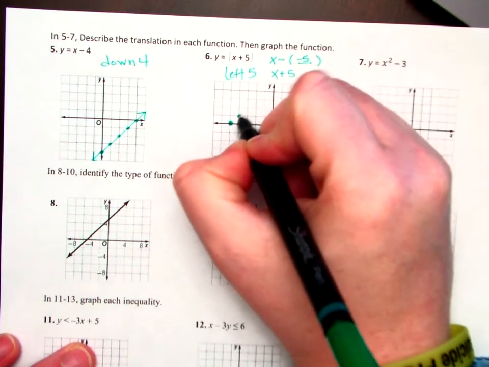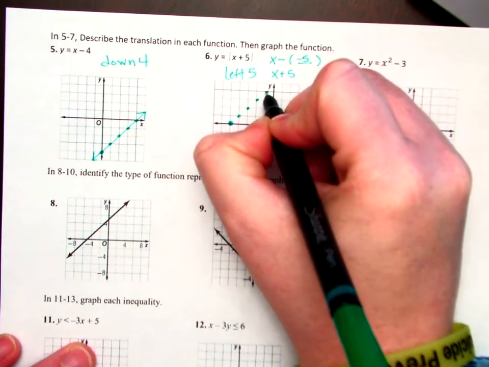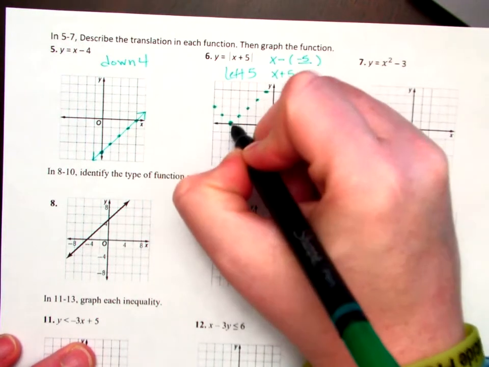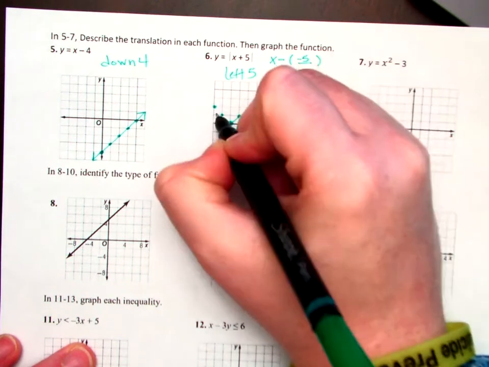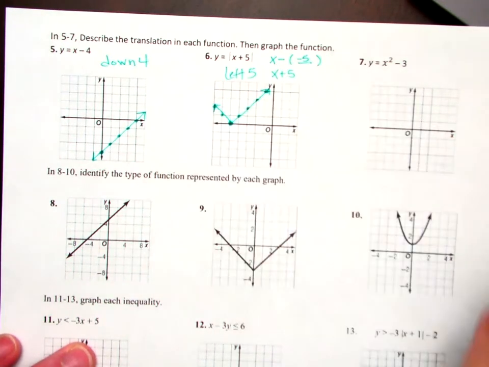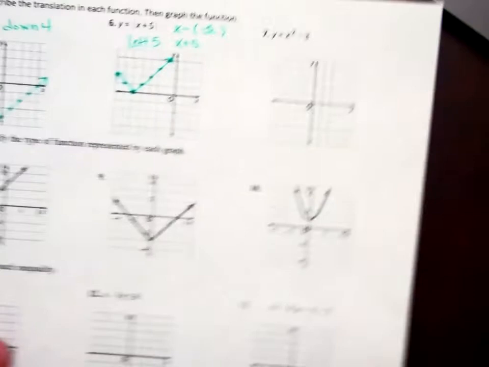Plug numbers into my table, get the table from my calculator. This is what your graph looks like. It opens upward. There's no reflections. So based on the graph, that's what you got.